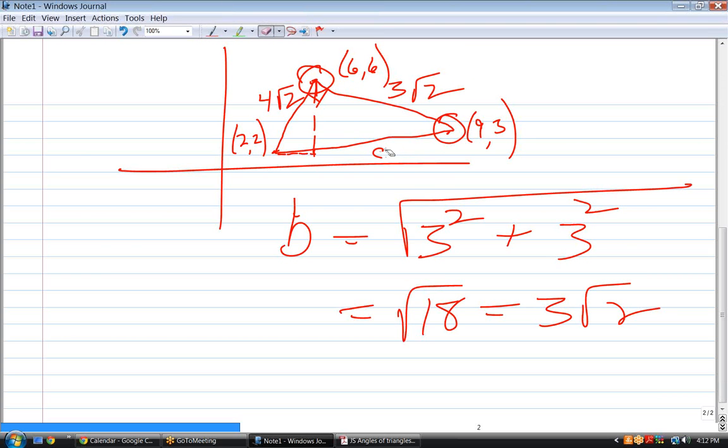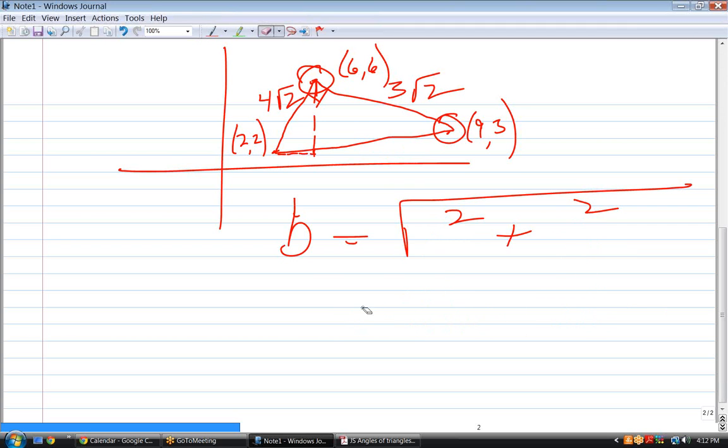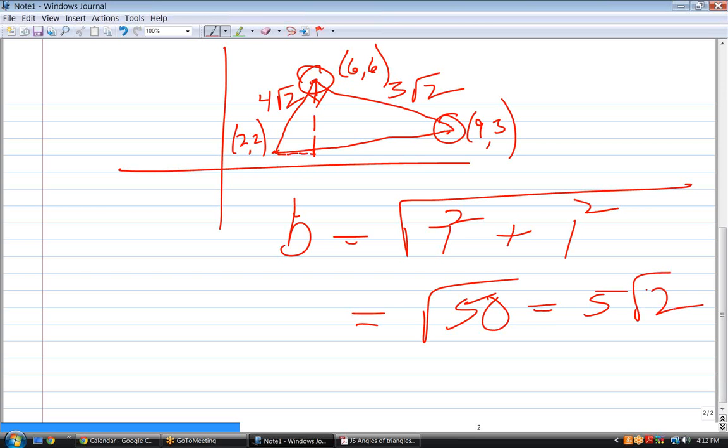Okay. And finally, what's the distance of C? 7 and 1. So it's 7 squared plus 1 squared. That's the square root of 50, which is 25 times 2, which is 5 root 2. So this is 5 root 2.